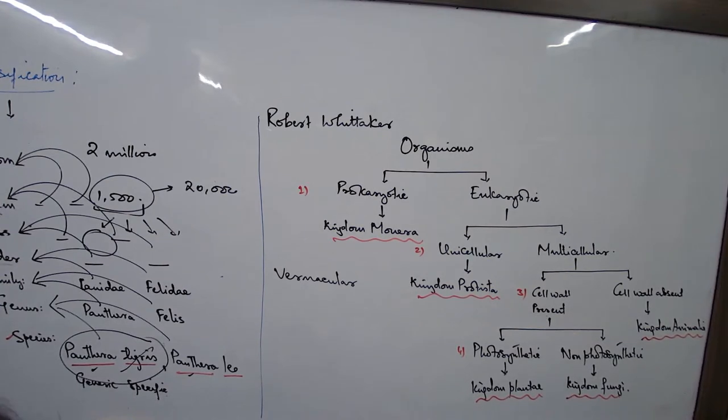Largest number is also one feature that you should remember. Arthropods are the largest category of animals, the largest number of species are there. It is the largest group of the animal kingdom. Next, one special feature: they have an exoskeleton made of chitin.